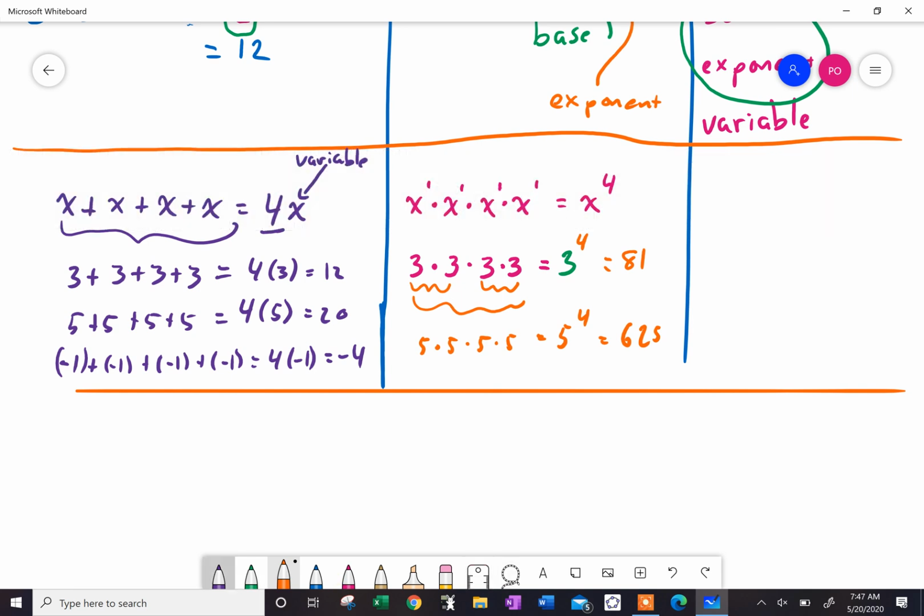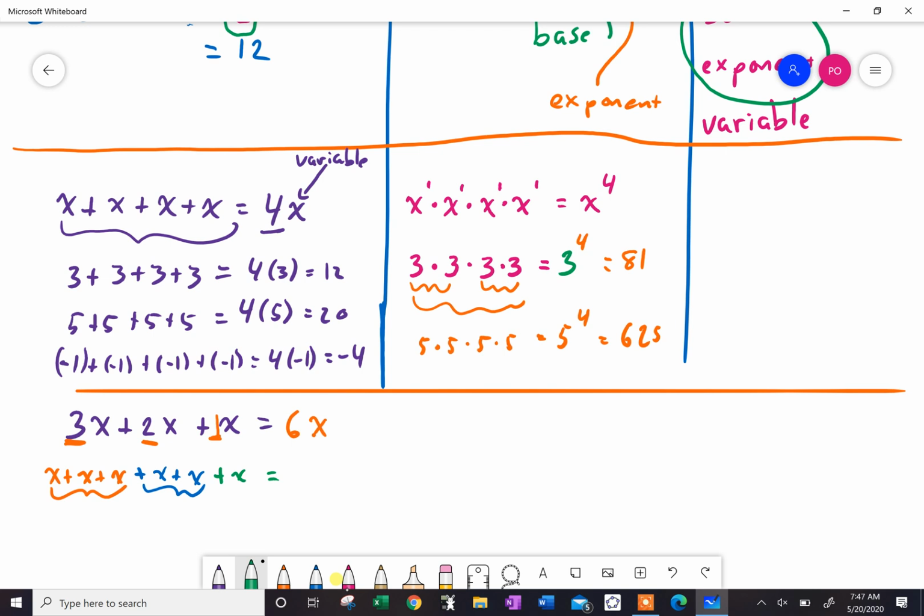Let's say you could also have something like 3x plus 2x plus 1x. My coefficients here are 3, 2, and although there's nothing written here, it's actually 1 understood. So that would be 3, 5, that would be 6 x's, because you're just counting how many x's you have. This is repeated addition. x plus x plus x is 3x, plus x is my 2x, plus 1x equals 6x.